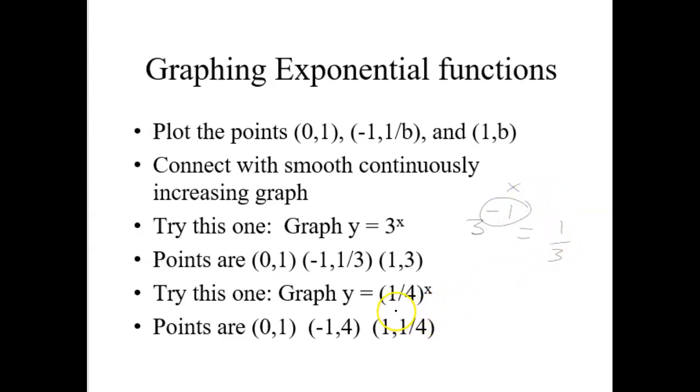Now, when I have a base that's a fraction, I still have that 0, 1. 1/4 to the 0 is still 1. 1/4 to the first is 1/4. But what happens when I do 1/4 to the negative 1? It gives me the reciprocal of my fraction, in this case 4 over 1. So I get the point negative 1, 4. So those are ways to get 3 points.